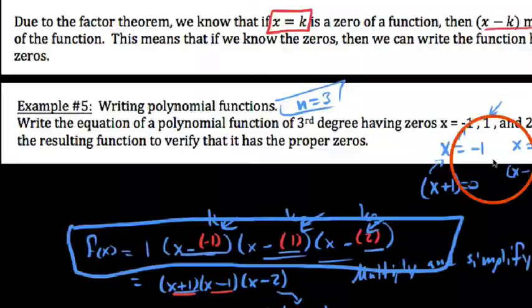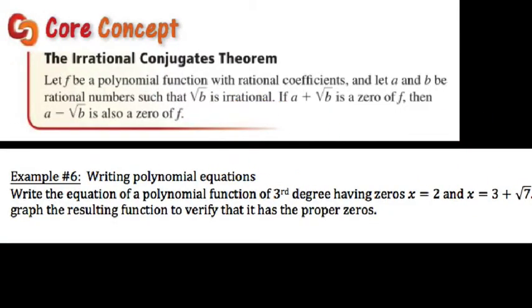So let's look at this last theorem here, which goes kind of hand in hand with what we've just mentioned with the factor theorem, but it says the Irrational Conjugates Theorem. And it says let f be a polynomial function with rational coefficients, and let a and b be rational numbers such that the square root of b is irrational. And then we say if a plus the square root of b is a 0 of f, then a minus the square root of b is a 0 of f.